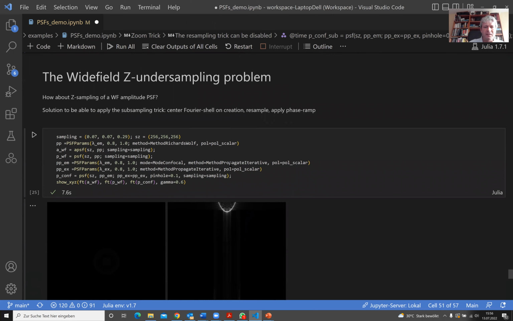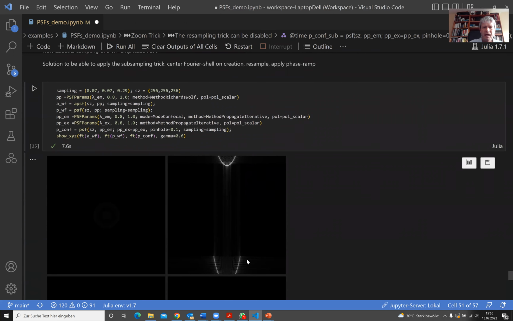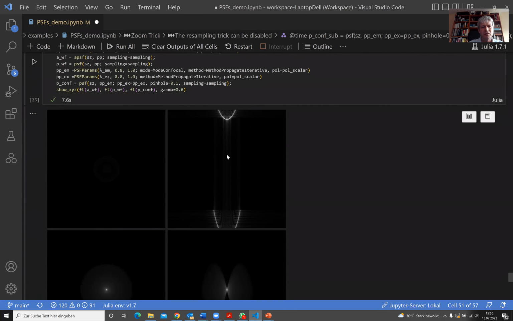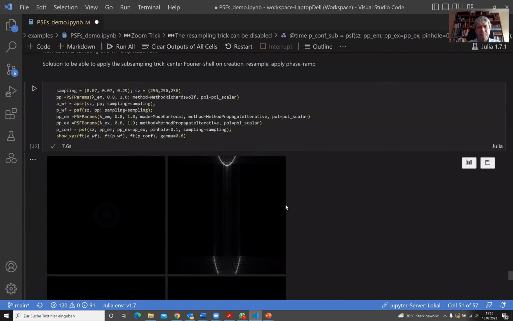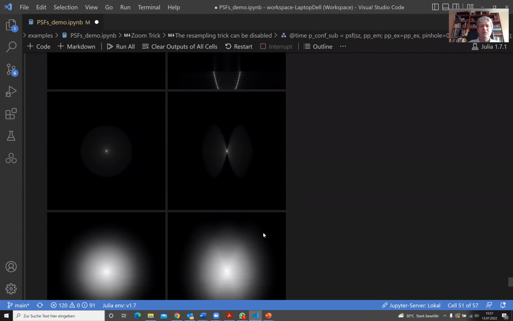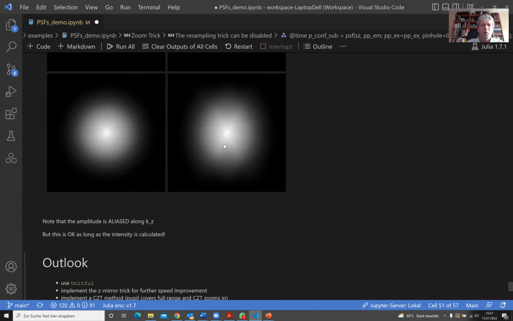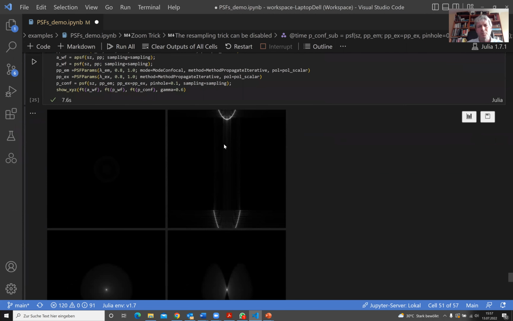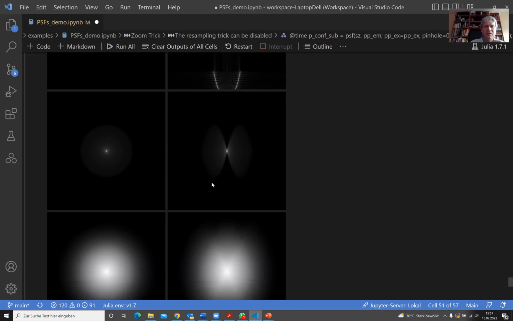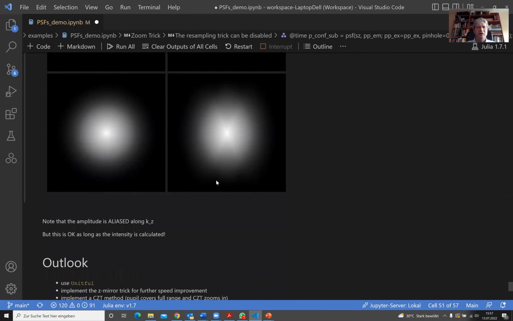Just to finish off, there's one last little thing, which I call the Whitefield Z undersampling problem. You see here that we have an aliasing problem when we undersample in Z. It turns out that normally that's not a problem, but when we upsample and expand zeros in Fourier space, there is a problem. What it really does is shift everything to the middle to avoid the problem. When you do that, it works all fine, but it's a little bit of work to program. It first shifts it to the middle, then expands the zeros, and then it can put it back where it's supposed to be. So that's a trick for coarse sampling that also makes it faster.